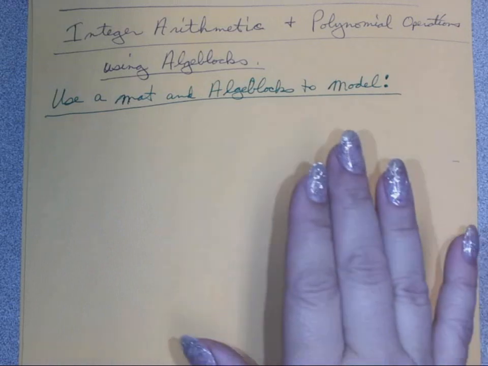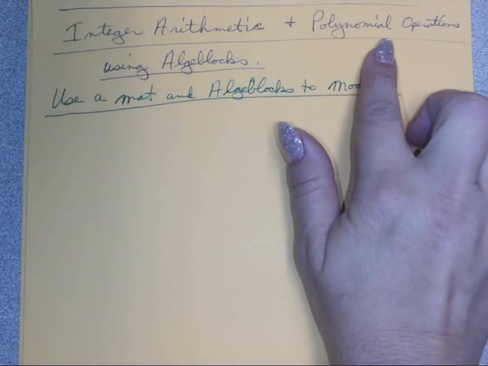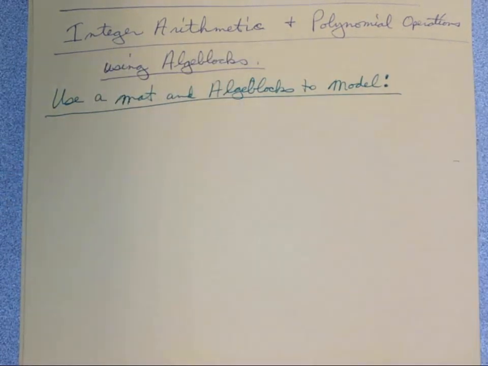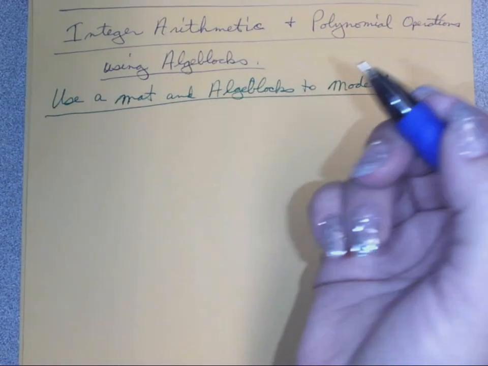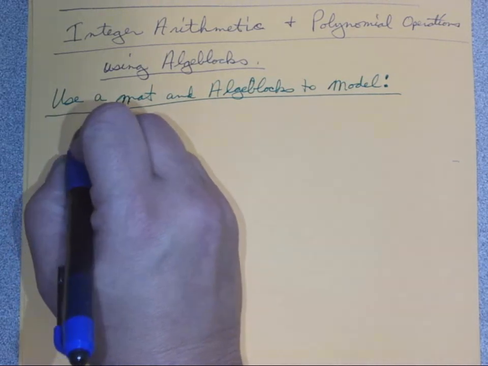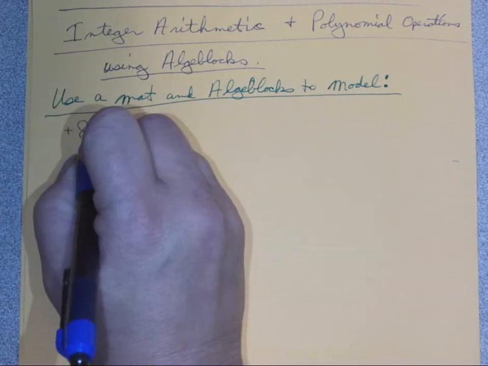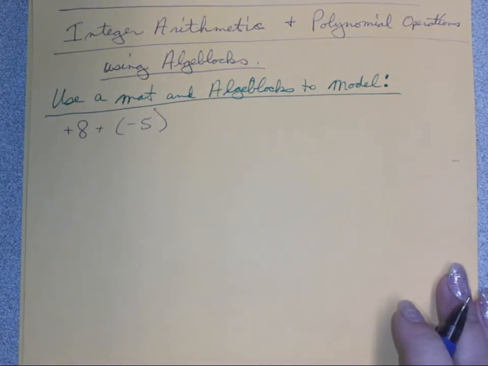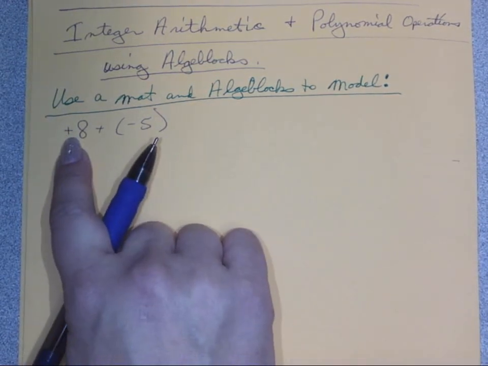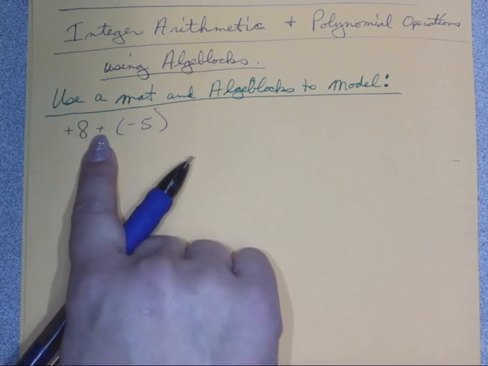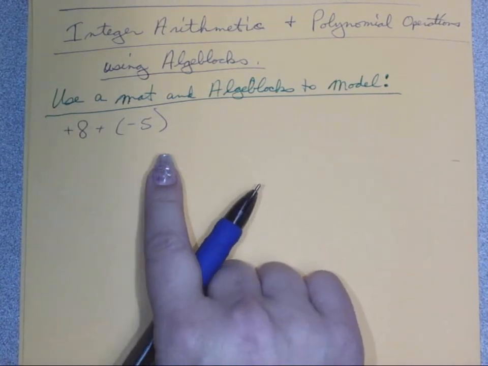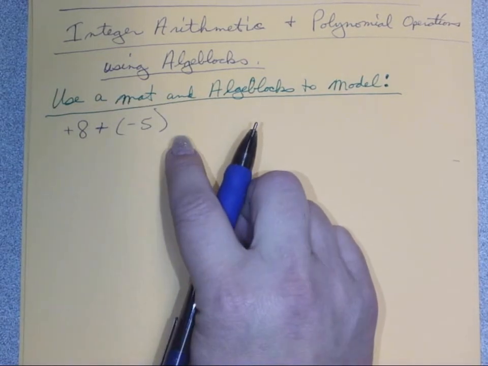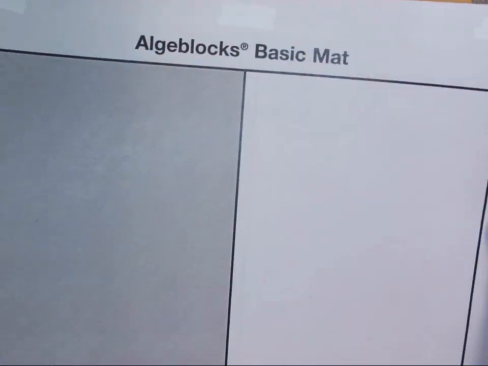So I'm going to just kind of focus in on the polynomial operations and assume that if you can do these, you can do integer stuff. So for instance, you guys all know, we did the last time, I think, positive 8 plus a negative 5, right? Okay. So we said, all right, we're going to add onto the mat a positive 8, and we're going to add onto the mat a negative 5. Well, I'll show you subtraction in a minute. But whenever I do that, it means I have to have the mat. We have this basic mat.